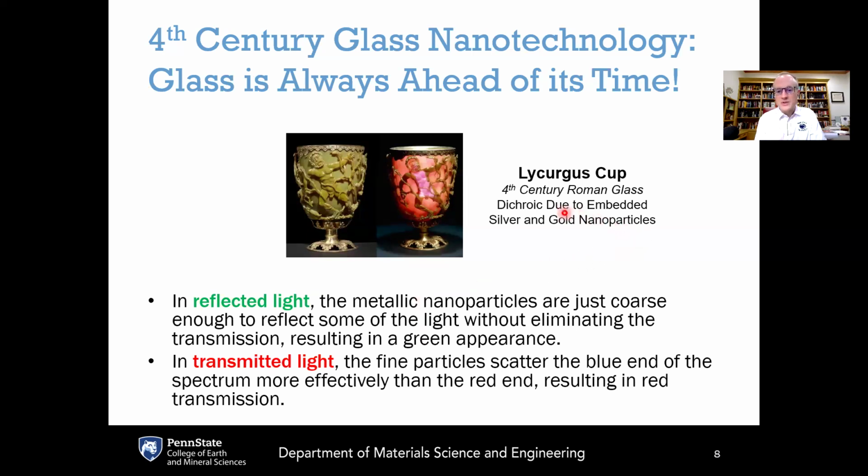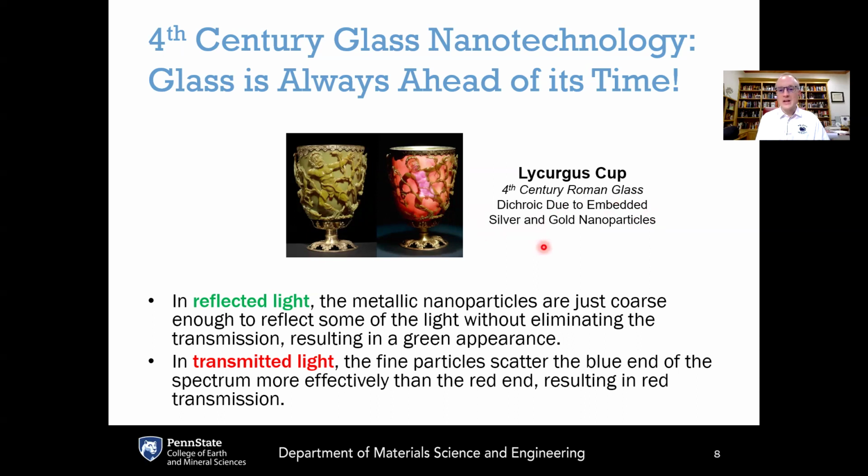These nanoparticles are embedded silver and gold nanoparticles, which of course, presumably were not put there intentionally, but were just a result of whatever contamination that was there. But this is green in reflected light. If you look at it in transmitted light, it appears to be red. So in transmitted light, the fine nanoparticles scatter the blue end of the spectrum more effectively than the red end, and this results in red transmission. And this is due to the incorporation of nanoparticles.